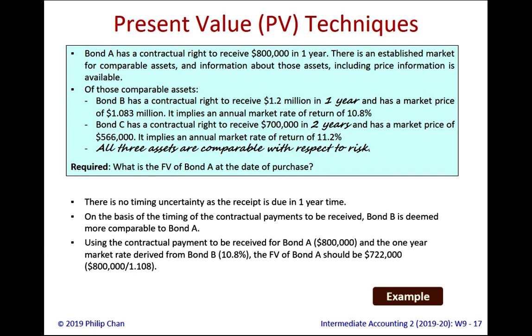Using the contractual payment to be received for bond A, which is 800,000 in year 1, and the 1-year market rate derived from bond B, which is more comparable, we use 10.8% as the interest rate. If we take 800,000 to be received at the end of year 1, we divide it by 1.108, that is 1 plus R. Then the fair value of bond A today should be 722,000. That's the way we determine the bond value using the present value technique.